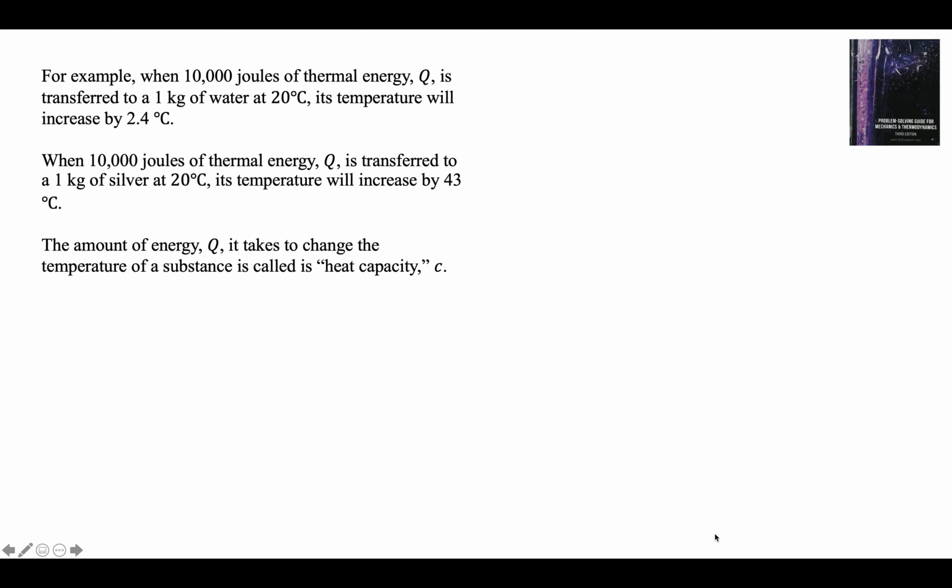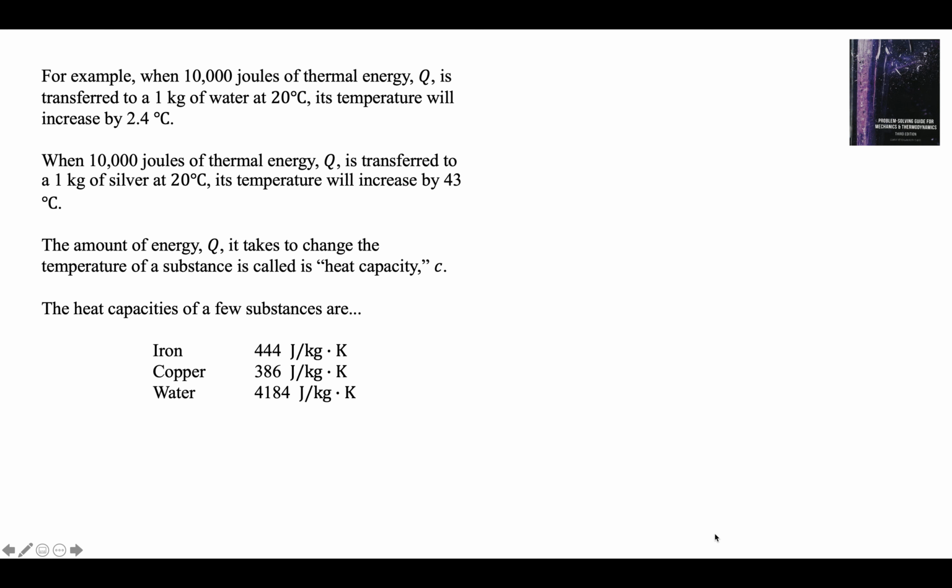The amount of energy Q it takes to change the temperature of a substance is called its heat capacity. Not a very good name, but we're stuck with it. Lowercase c. So the heat capacity of a few substances, and you should think about these units, what these units mean: 444 joules per kilogram per Kelvin. Copper is 386 joules per kilogram per Kelvin. Water, 4,184 joules per kilogram per Kelvin. Ice, 2,090 joules per kilogram per Kelvin. Silver, gold, aluminum.